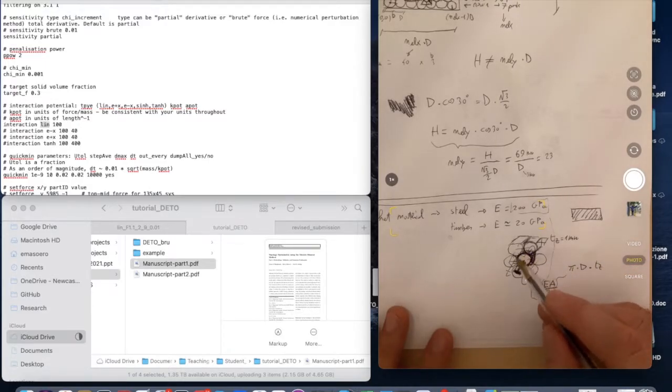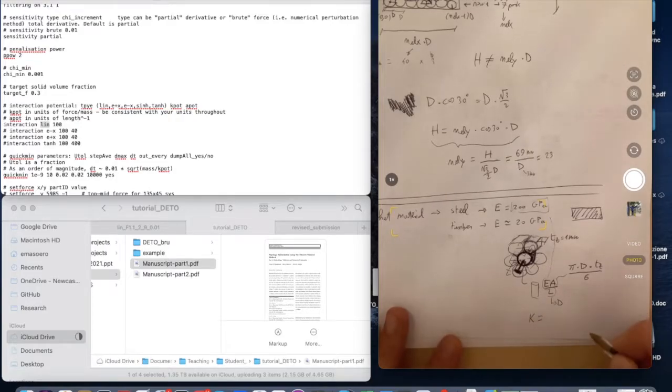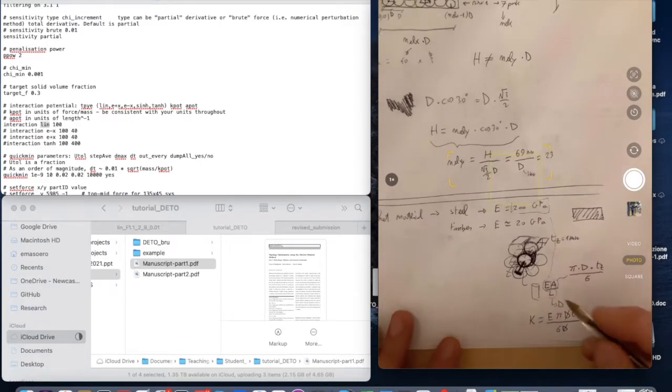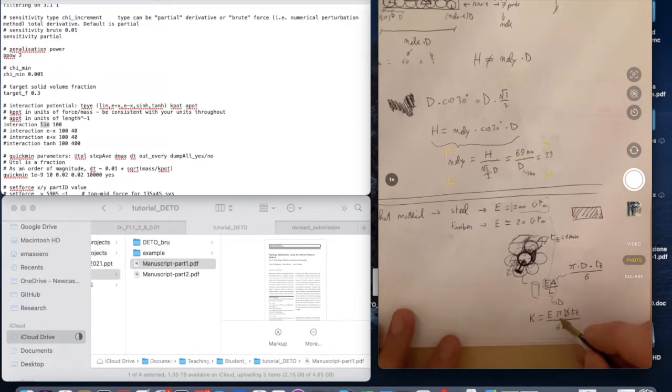But this is the total area. The area that pertains only to one pair of particles, because there are 6 neighbors, is 1/6 of this. So if you put together this whole equation, you end up with the stiffness of a spring equal to EA over L, but substituting becomes Young's modulus times pi D Tz over 6D. So D goes away, it's independent of the diameter: it's the Young's modulus times pi over 6 times Tz.